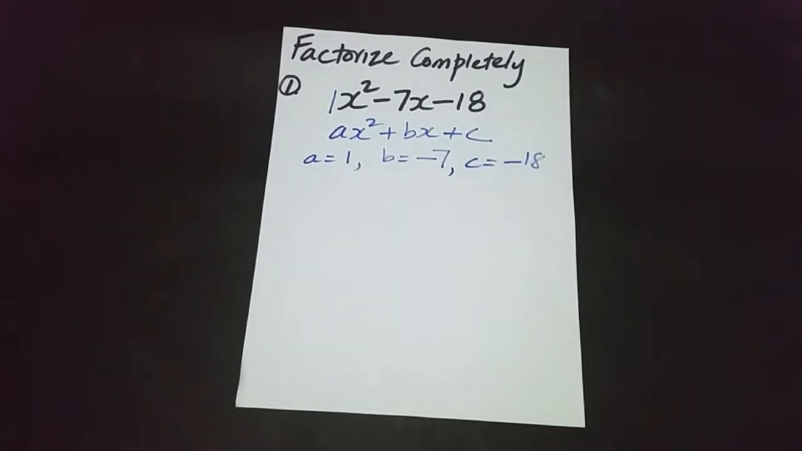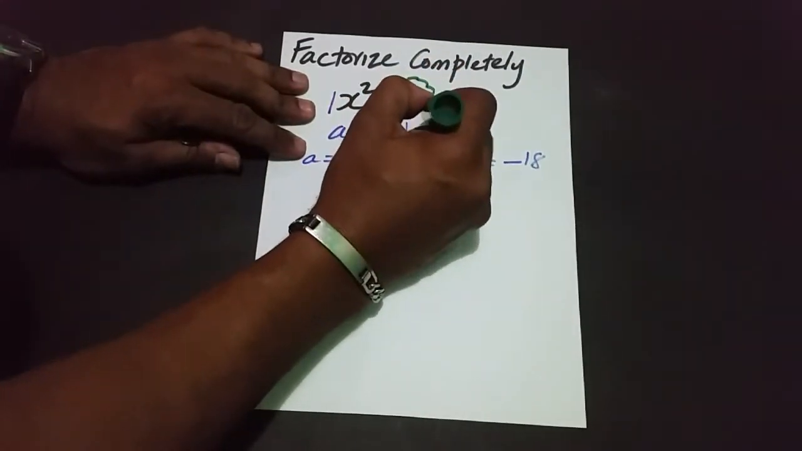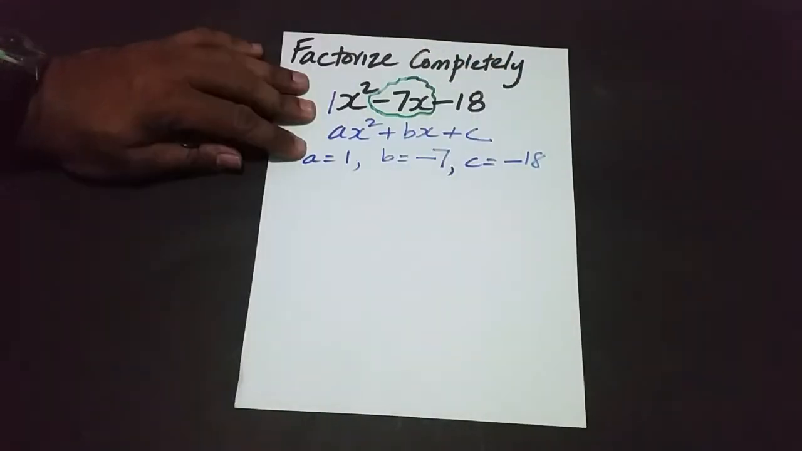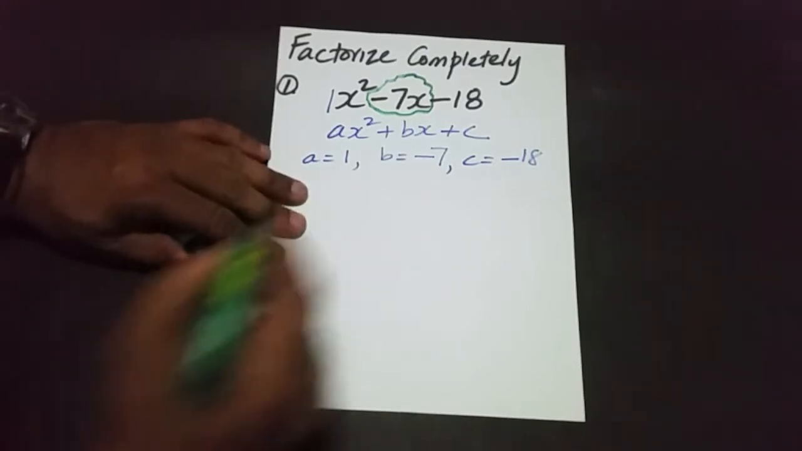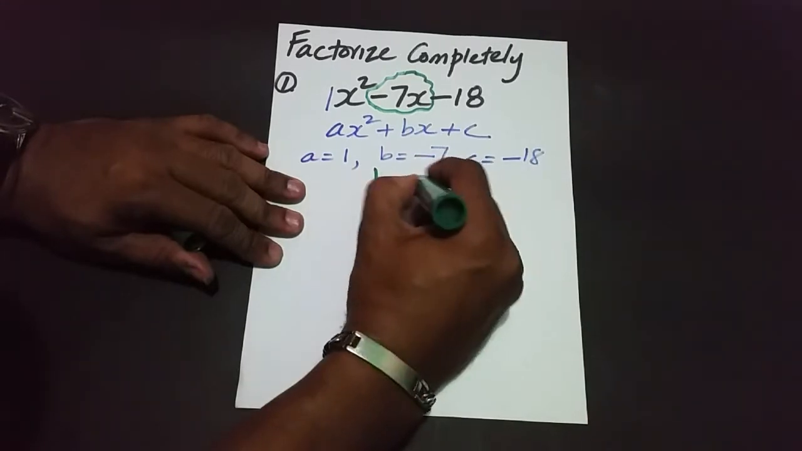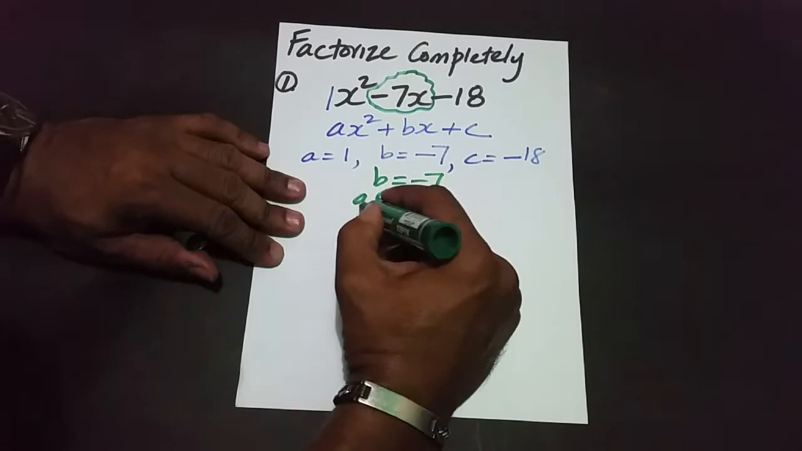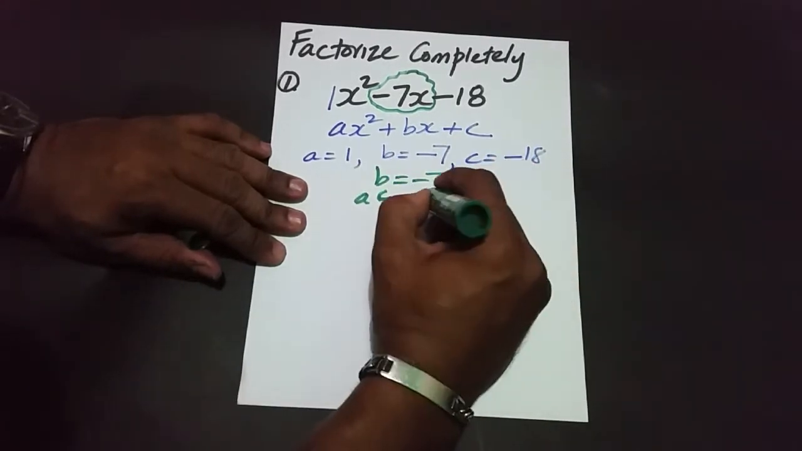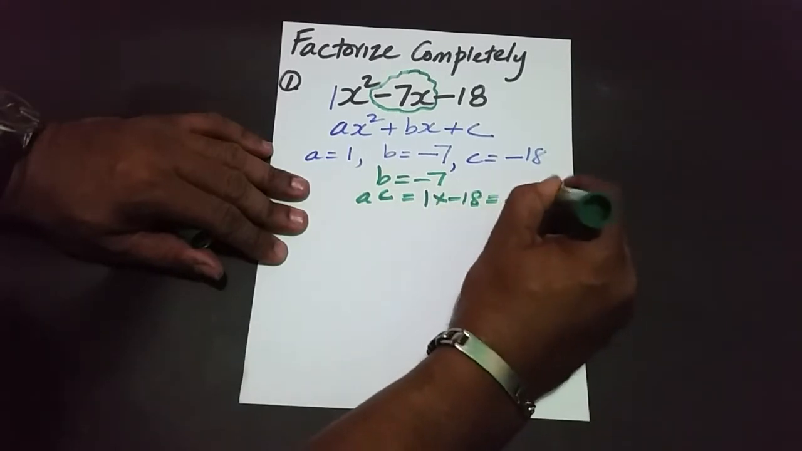Now, we're going to go to the rule just to make sure that we're going to break up this middle piece into the correct 2 pieces so we can factorize by grouping. And when we do that, we know we're going to end up with 4 pieces or 4 terms. And then by factorizing by grouping, this becomes pretty simple to do. So again, we know that B is equal to negative 7 and AC means A times C, which is 1 times negative 18. So I'm just going to do that. And that is going to give you negative 18.